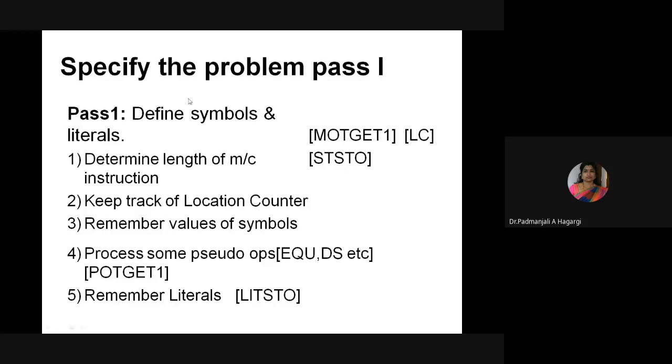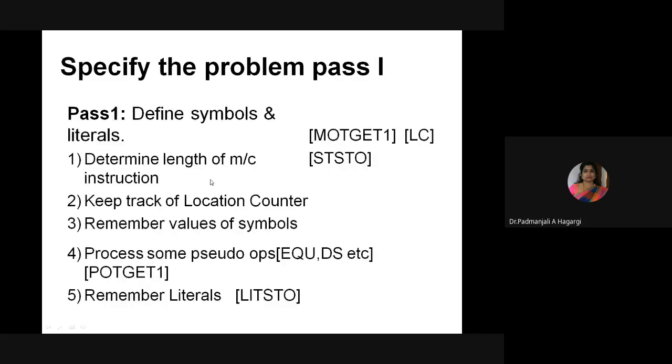So in pass one we need to define all the symbols and the literals. Literals are the direct values. For example, instead of entering the value of A during runtime, something like 5 or 10, if you want to avoid that, you can add it in the program itself, using a literal label. So in pass one we need to define the symbol names and the literals, and also determine the length of the machine instruction.